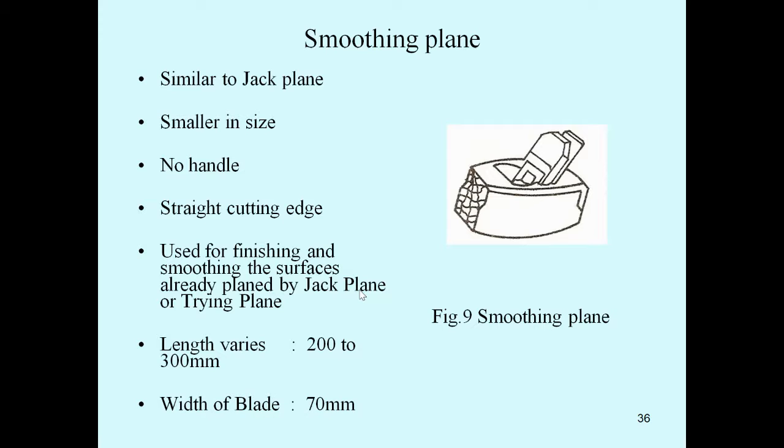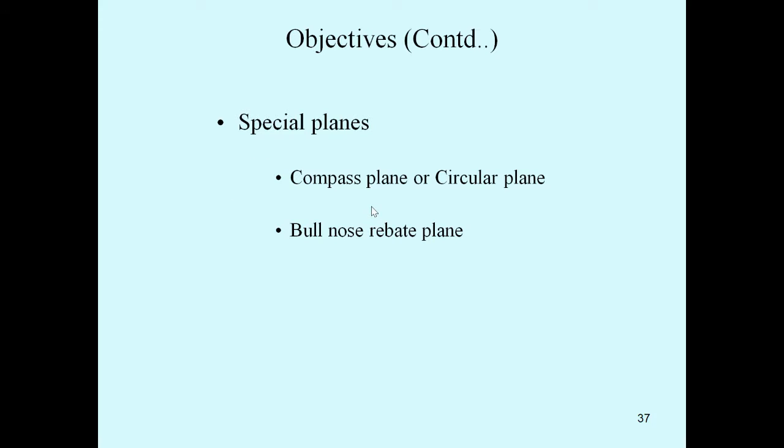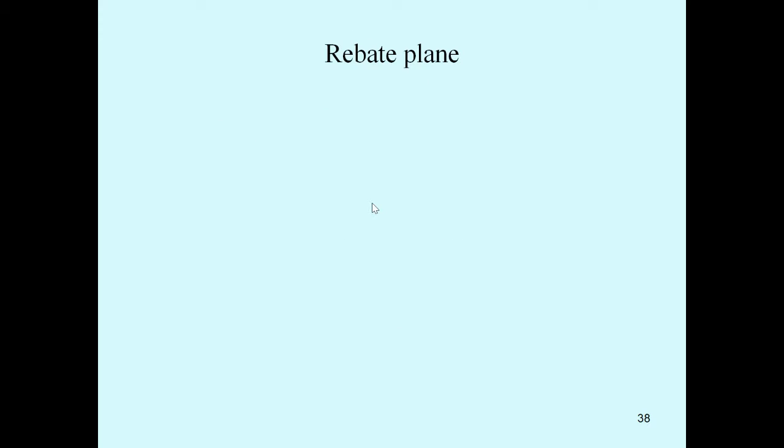Next, the width of the blade is 70 mm. Okay, so next one is special planes. You can see here special planes: the compass plane or circular plane, bullnose plane, rebate plane, block plane, and molding plane. These are the special planes.